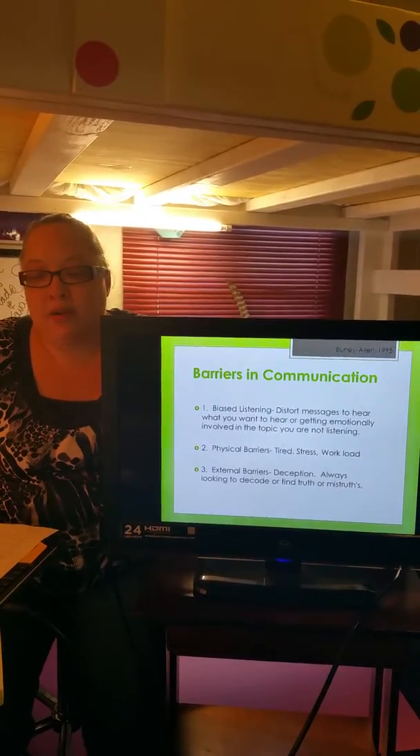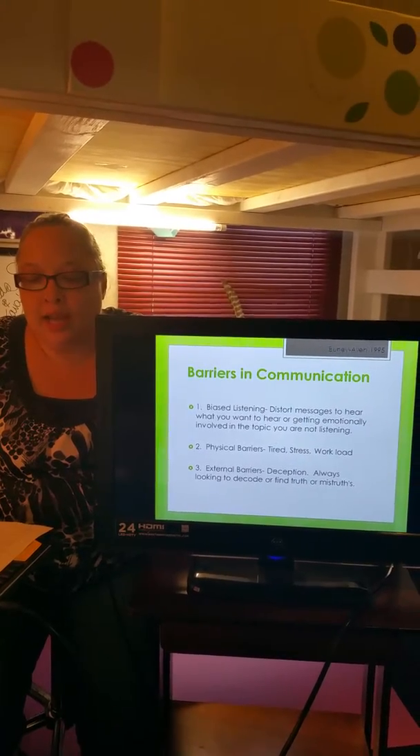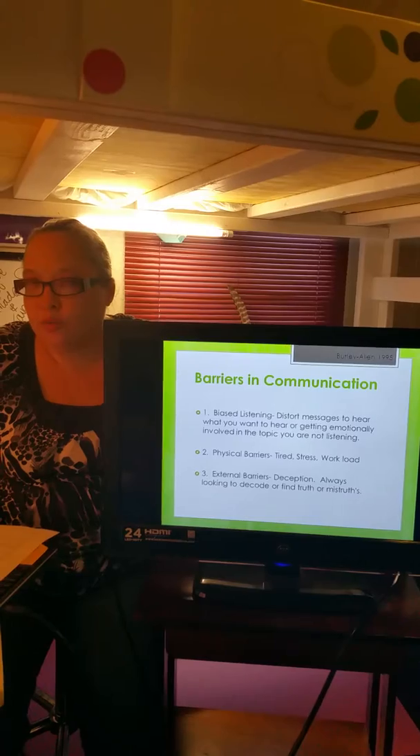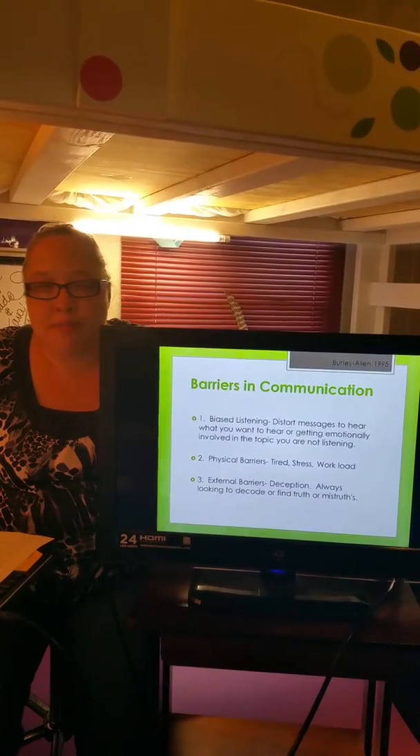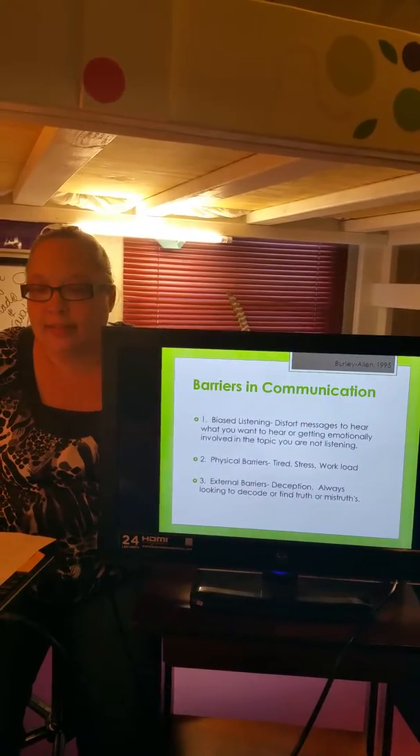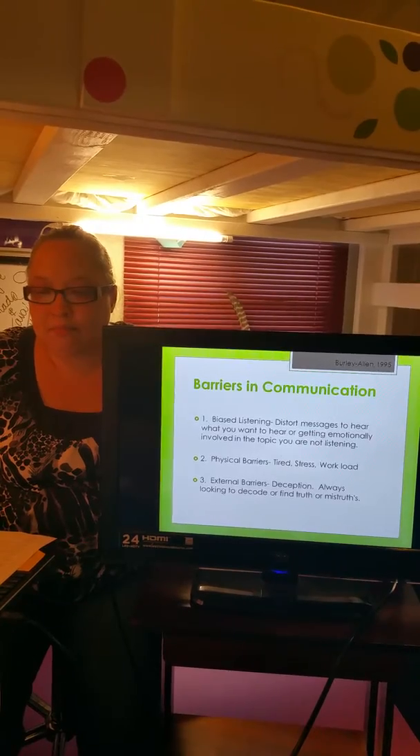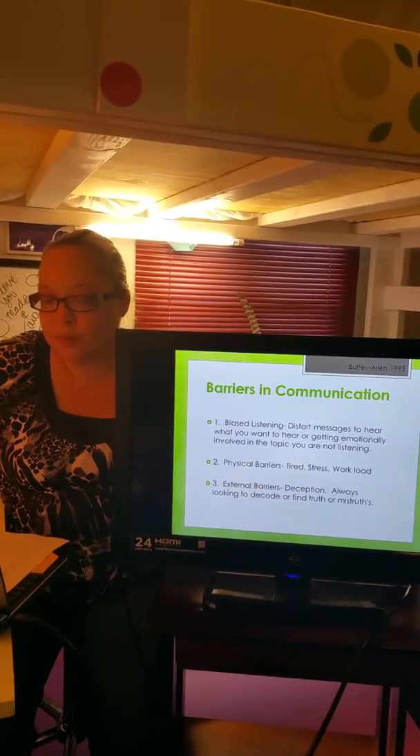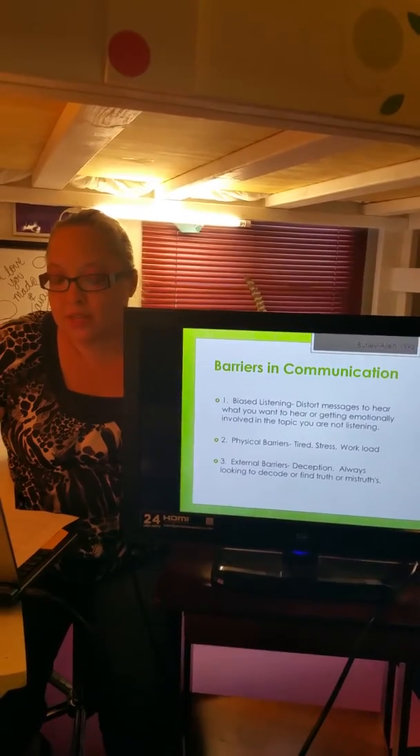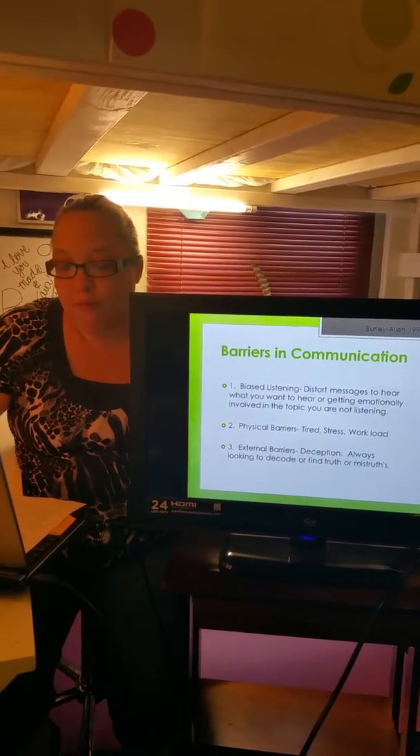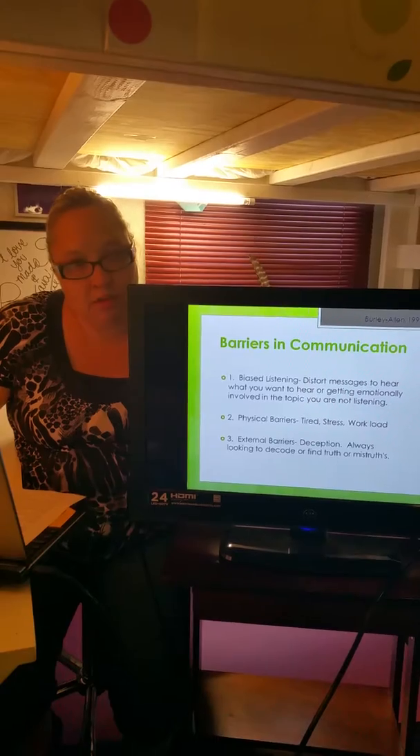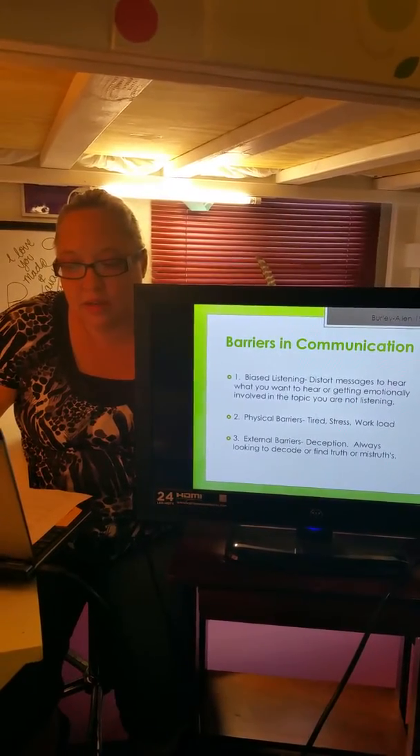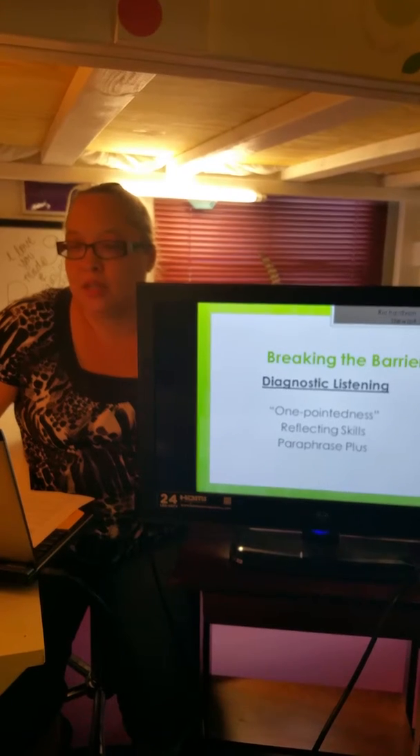And then there are external barriers, and that can be deception. It could also be looking for ways to decode what someone's saying, trying to find a mistruth in what they're saying. I think these barriers in communication are very significant because they hinder the person receiving the information from really learning about the other speaker, and not valuing the other person enough.